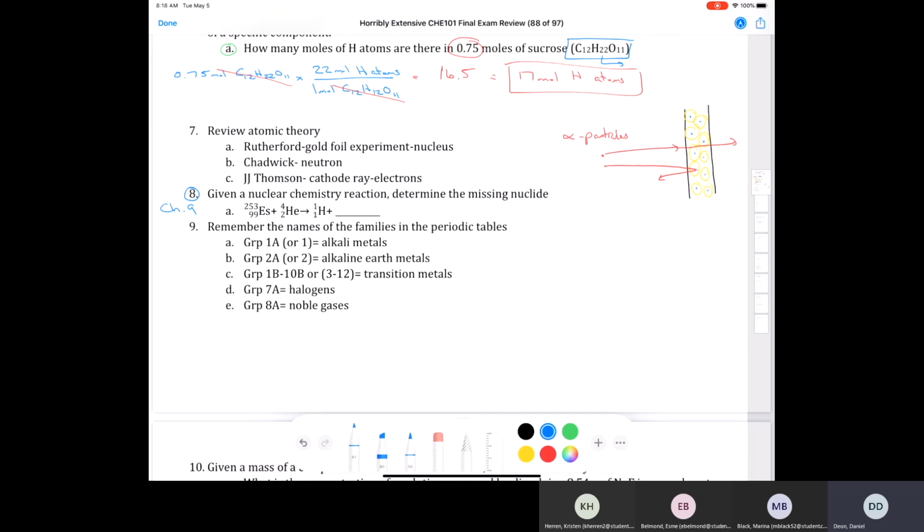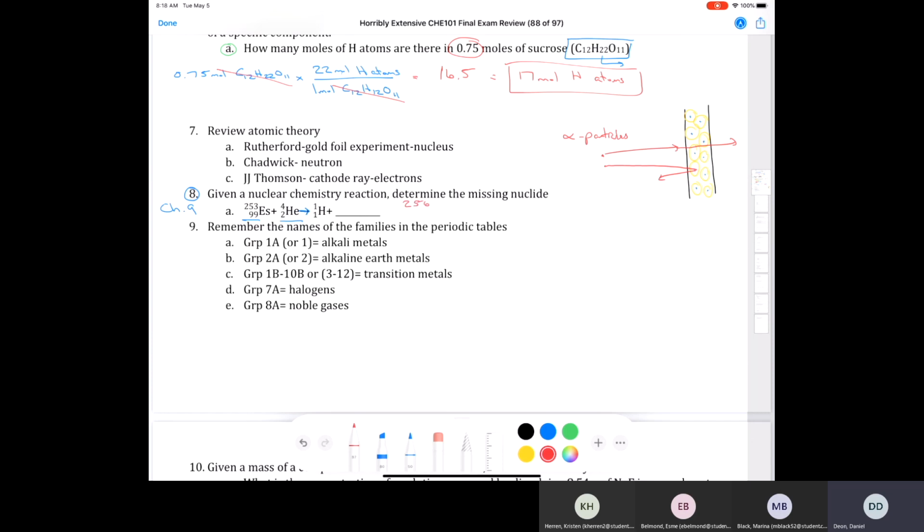Now, you can see it's not written really big here, but here's the reaction arrow. So we have Einsteinium 253 plus an alpha particle. And even if you don't know what an alpha particle is, you can see that if you look at 253 plus 4, what's 253 plus 4? It's 257. That means the mass numbers of my products have to add up to 257. Well, I've already got 1 here. So what plus 1 gives me 257? And the answer is 256.